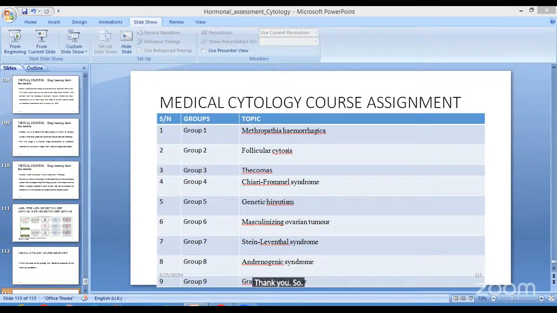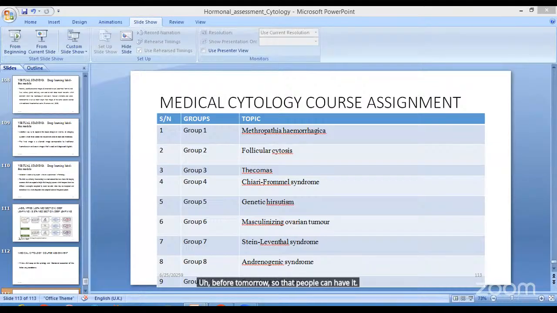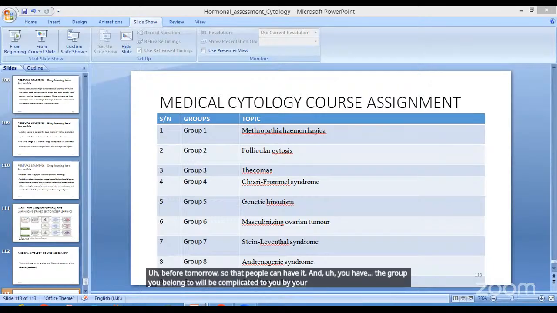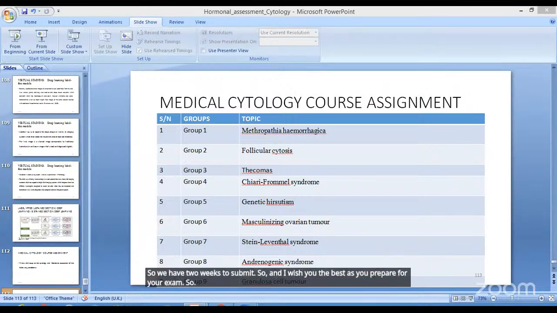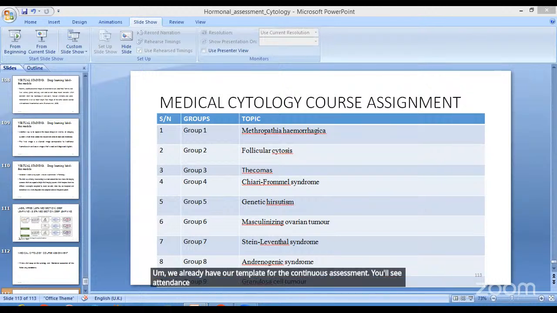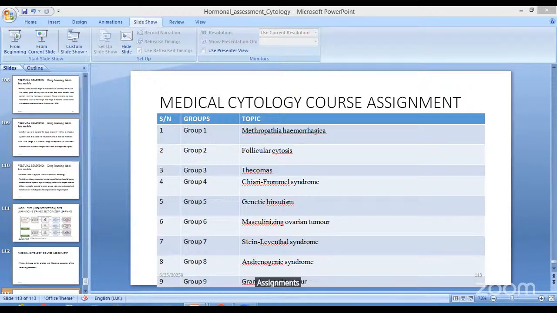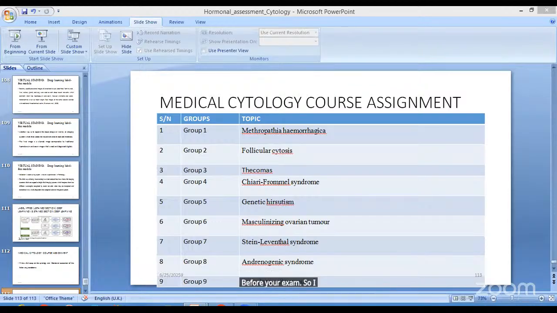So please, the class rep, I'm going to chat you. I will send the lecture material before tomorrow so that people can have it. And the group you belong to will be communicated to you by your class rep. So we have 2 weeks to submit. And I wish you the best as you prepare for your exam. We already have our template for the continuous assessment. You'll see attendance and assignments. Then for the exams, we are going to communicate to you before your exam. We interact before your exam. So I wish you all best of luck.